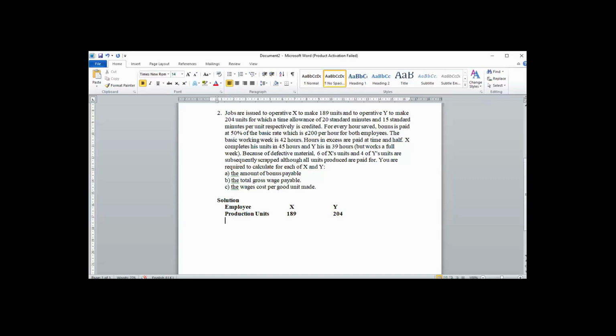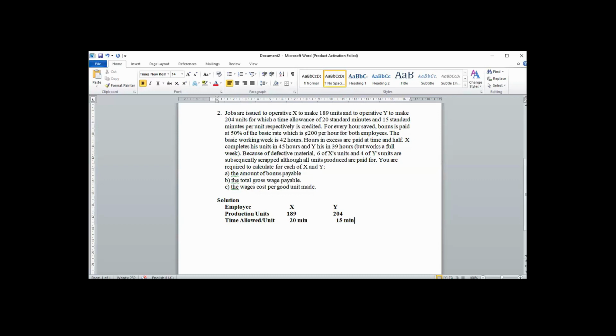Now, what is the standard time allowed? 20 standard minutes time allowed per unit, which will be for X. And 15 minutes for the second person, Y. Is it clear? Yes, it is clear.